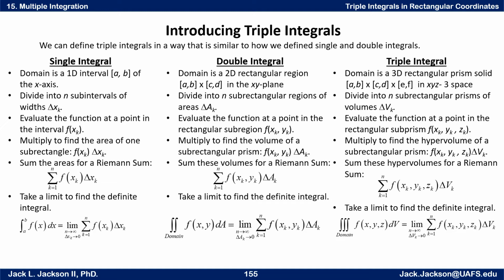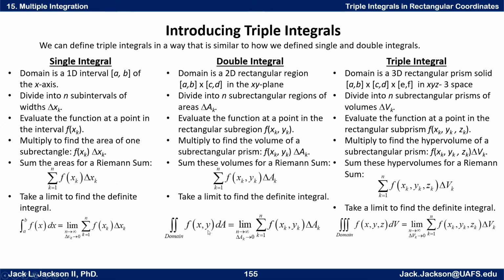We do this for each of these little rectangular subregions, and we sum these volumes to get a Riemann sum approximating our integral. Now take the limit again as the number of those pieces, in this case rectangular subregions, goes to infinity, and the base areas, the delta A sub k's, go to 0. Once we take that limit, that's a double integral over our domain of f of x, y dA.